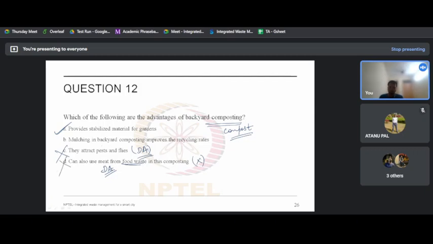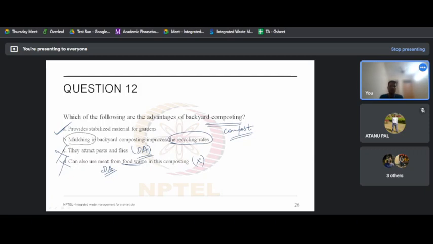So finally we are left with B. B is mulching in backyard composting improves the recycling rates. Mulching is nothing but when grass or leaves die, instead of doing anything, we just try to fragment them into smaller pieces and spread them over the soil. With time they will get degraded and mixed up with the soil. So that improves the recycling rates. That is called mulching.